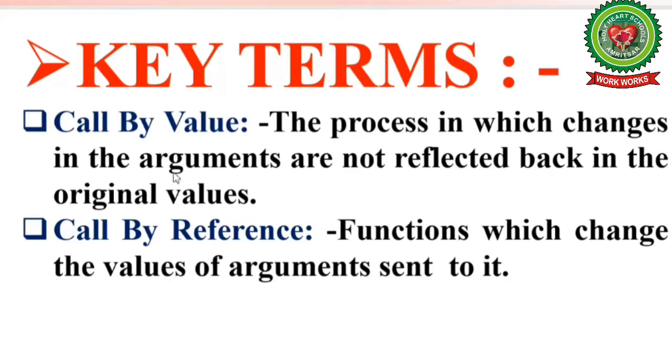First of all, we will discuss some key terms. Number 1, call by value. The process in which changes in the arguments are not reflected back in the original values. Means actual parameters and formal parameters remain different. Number 2, call by reference. Functions which change the values of arguments sent to it. Means in this, changes made in actual arguments are reflected in the formal parameters.